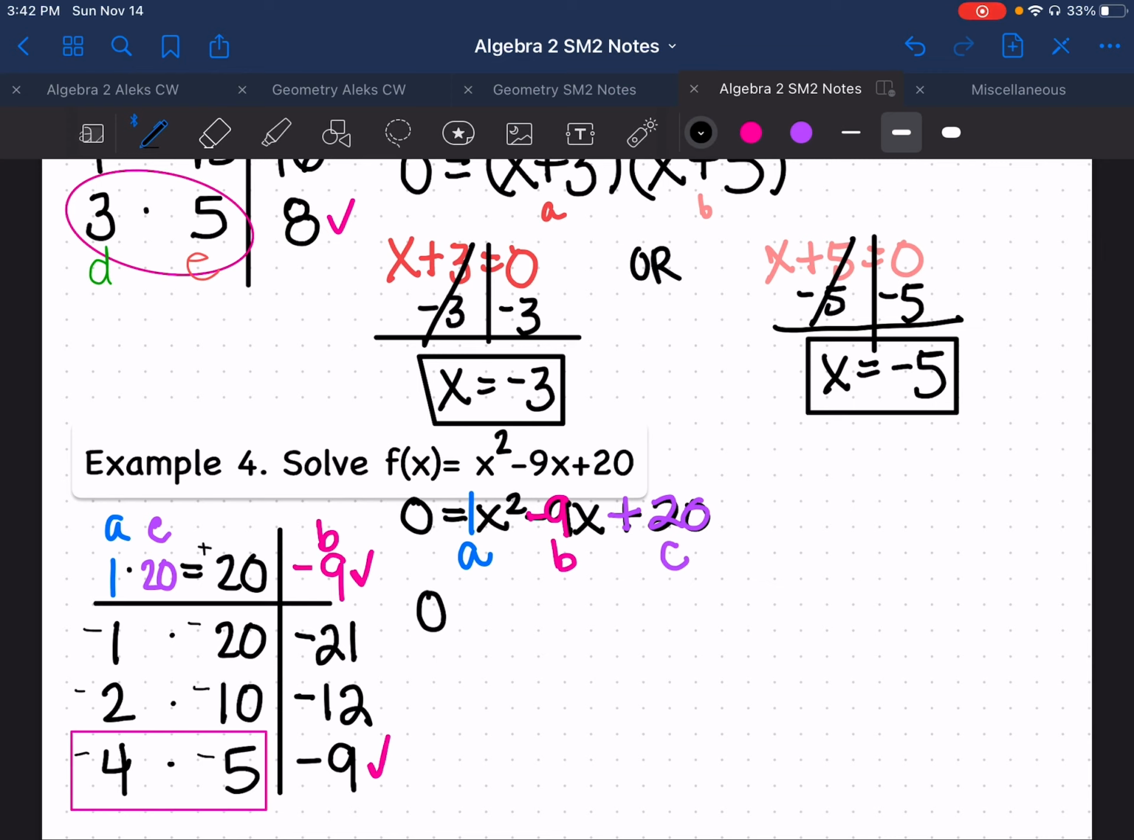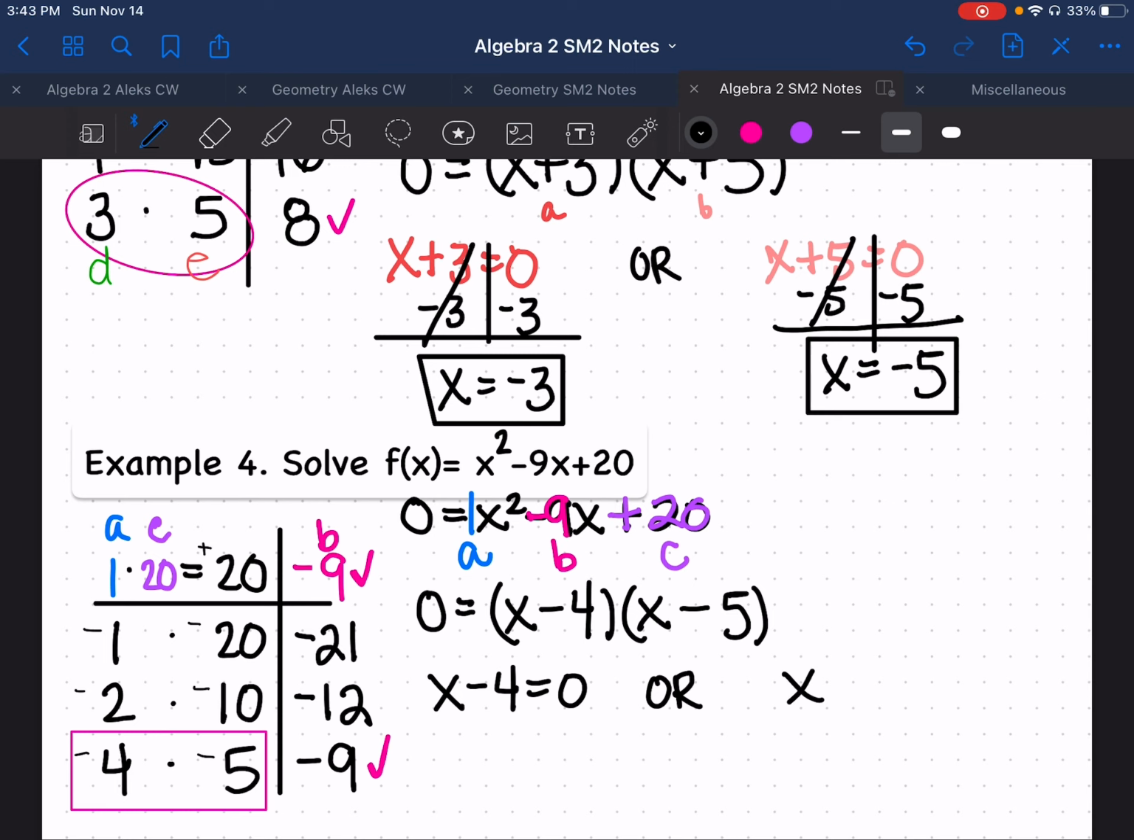All right, so remember the pattern goes. You're going to make your two parentheses. You're going to put your variable in the front. Remember, we normally use x for a quadratic because we are graphing. Now you're going to put your 4 and your 5, and since they're both negative, you make them minus. There you go. Now you can go ahead and apply your zero product property, which says your first parenthesis has to equal 0, or your second parenthesis must equal 0.